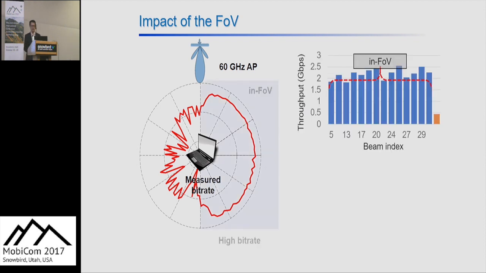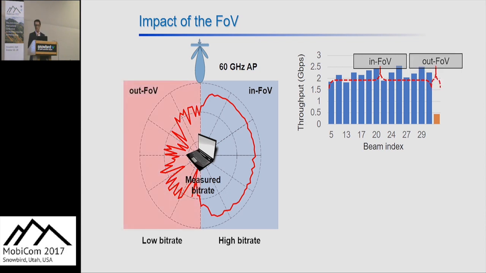We found when they are in each other's FOV, the link can achieve a very high bit rate. The right figure shows the corresponding beam index during the rotations, and the radios actively search for the best beam alignment. When they are out of the FOV, we found the link can drop to only a few hundred megabits per second. The difference can be up to 4 times here.